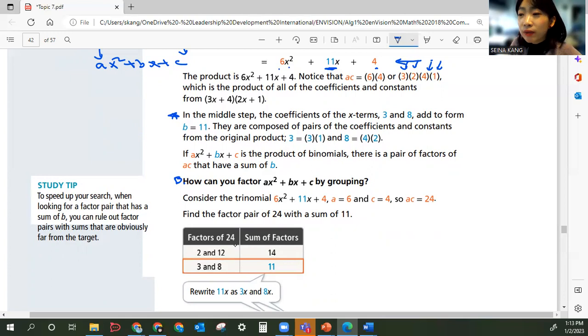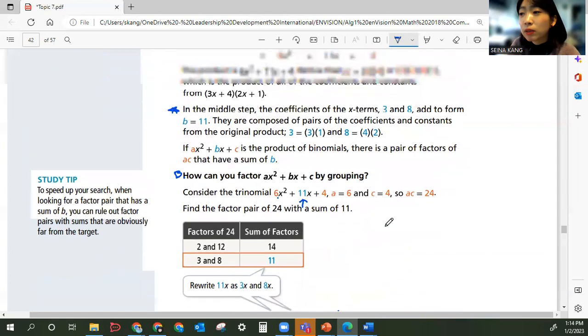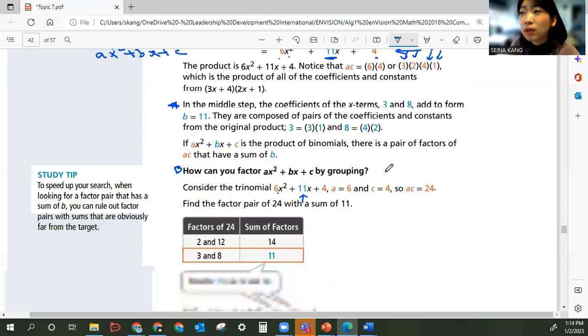So we found it. We found the factors of 24, which is the product of 6 and 4, the first and last coefficients, with a sum of the middle coefficient. Now we're going to rewrite 11x as 3x plus 8x so that we have the middle form. We're trying to find this middle form.